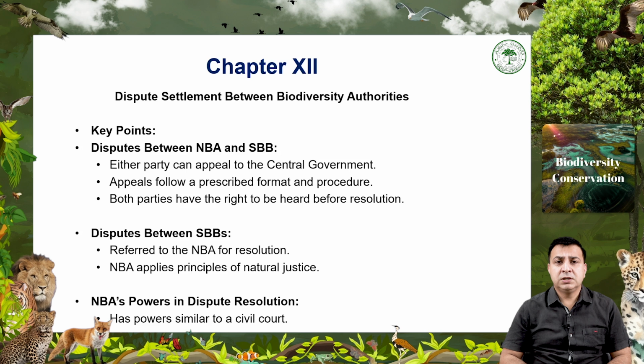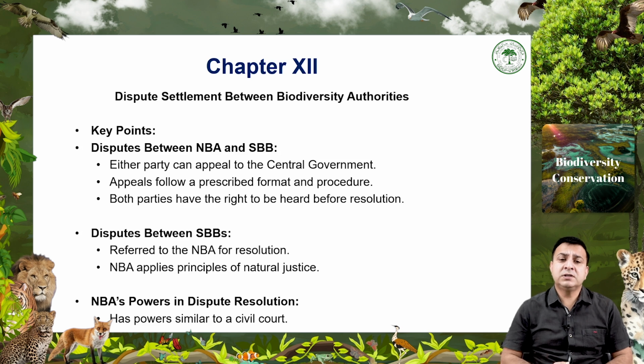This chapter also talks about dispute settlement between authorities. If a dispute arises between the National Biodiversity Authority and state biodiversity boards, either party can appeal to the central government. The appeal needs to be submitted in the prescribed form as given in the Biological Diversity Act of 2002, and it will be processed according to the prescribed procedures. The parties will also be given an opportunity to be heard before the appeal is resolved. If a dispute occurs between state biodiversity boards, then the matter will be referred to the National Biodiversity Authority for resolution.